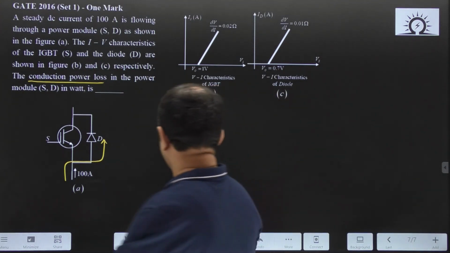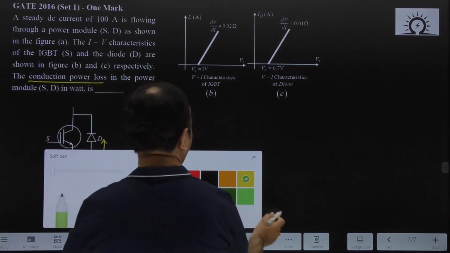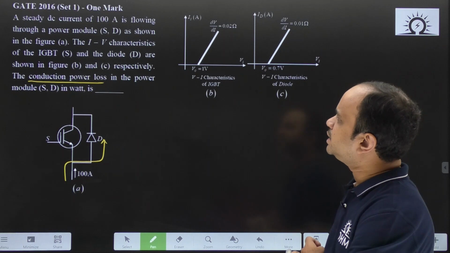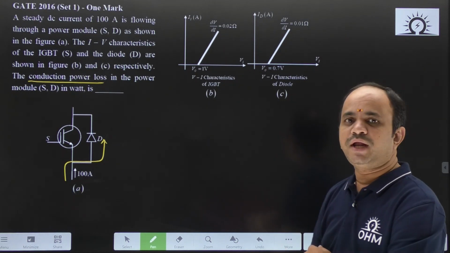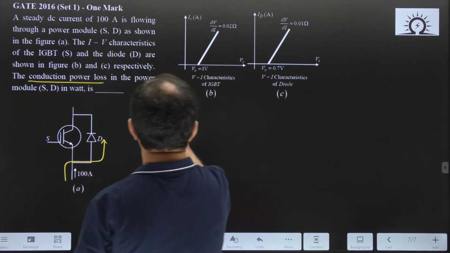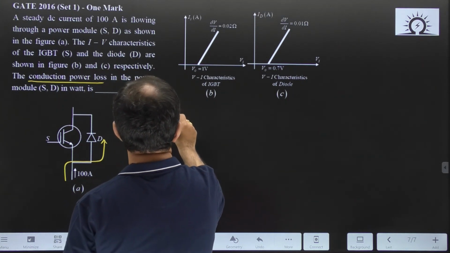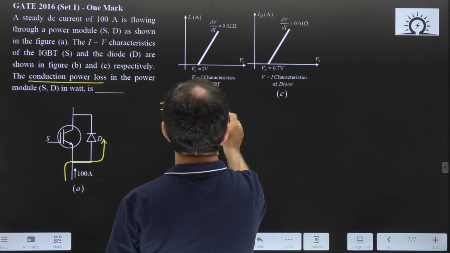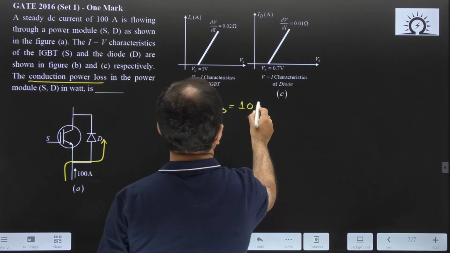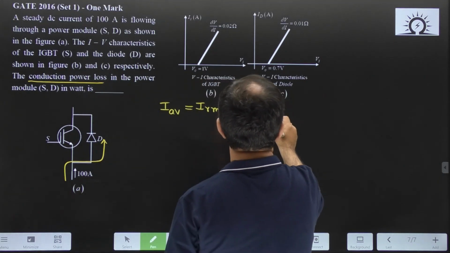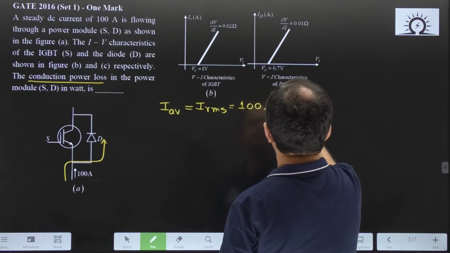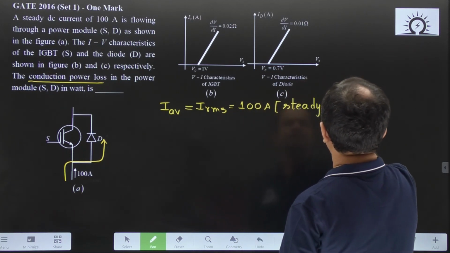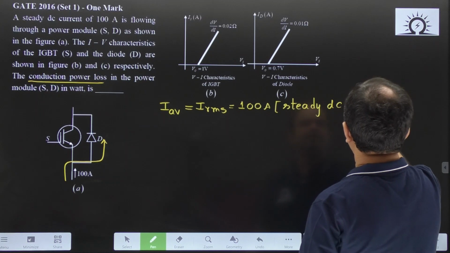So, what is that power loss formula? How to express this? When a steady DC current is flowing, what it means is that the average value and RMS value are both the same. So, I can write it like this: average current is equal to RMS current. So, both are equal to 100 ampere. What is the reason for this? In the question it is mentioned, it is a steady DC current.